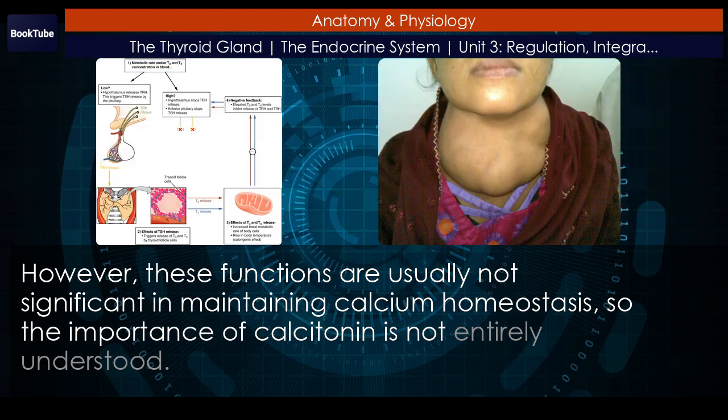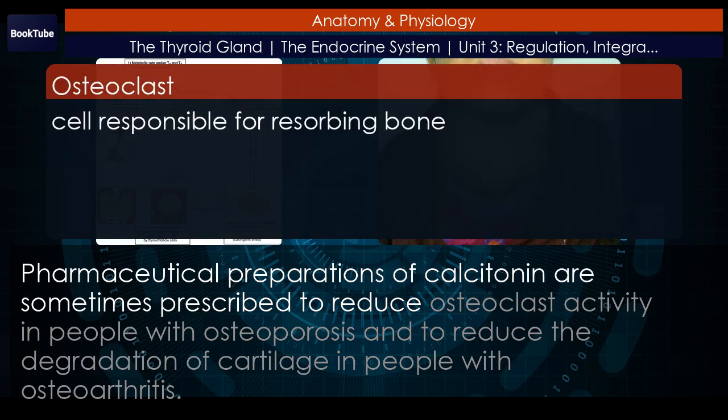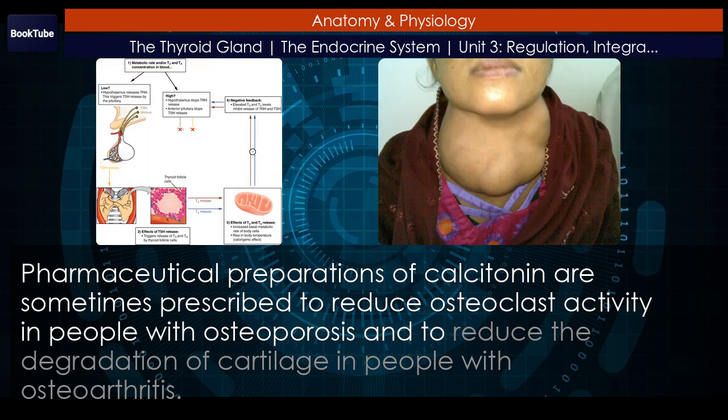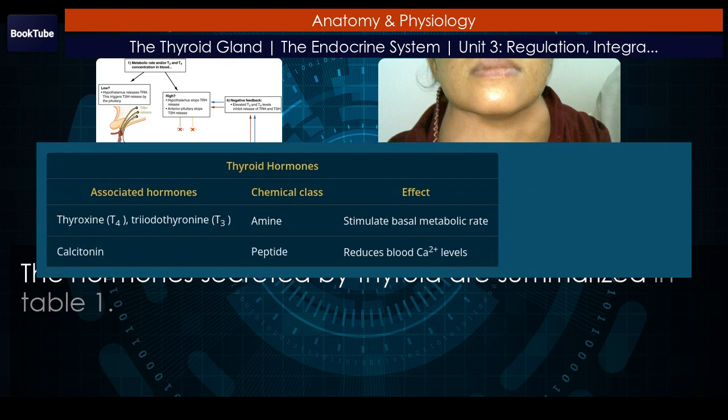However, these functions are usually not significant in maintaining calcium homeostasis, so the importance of calcitonin is not entirely understood. Pharmaceutical preparations of calcitonin are sometimes prescribed to reduce osteoclast activity in people with osteoporosis and to reduce the degradation of cartilage in people with osteoarthritis. The hormones secreted by the thyroid are summarized in Table 1.